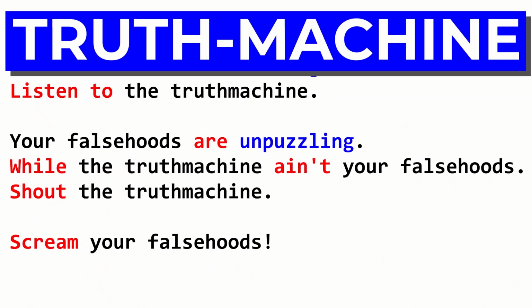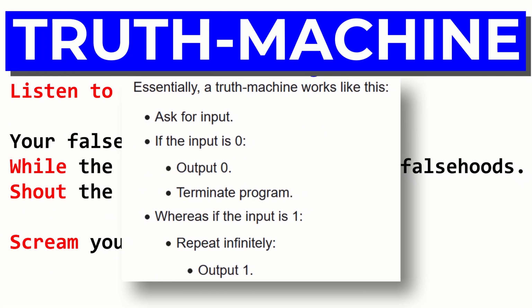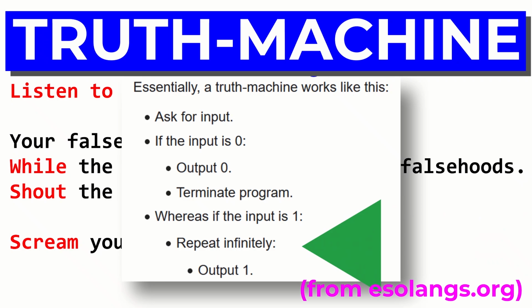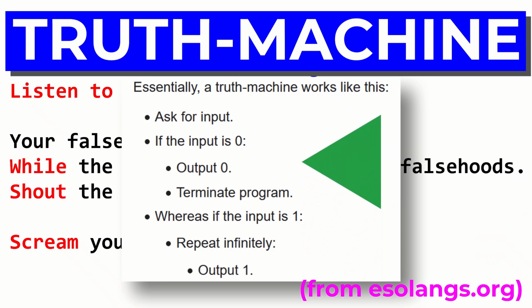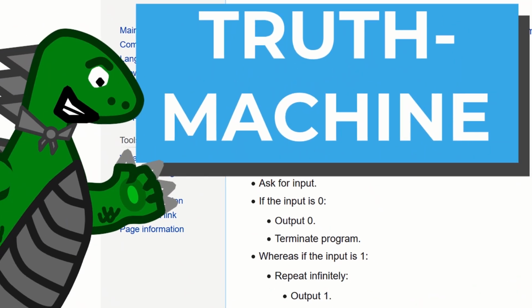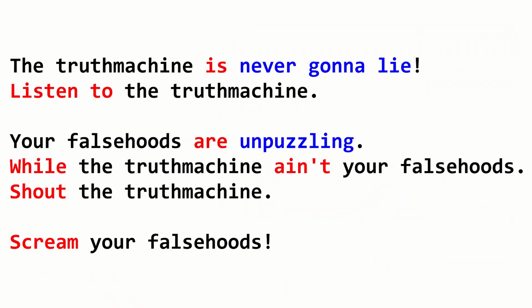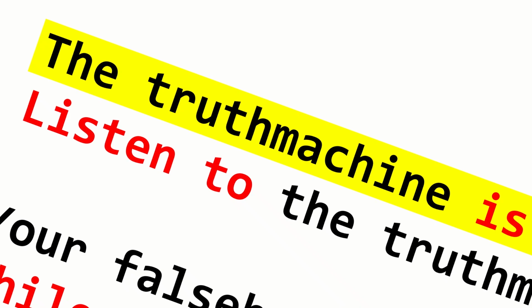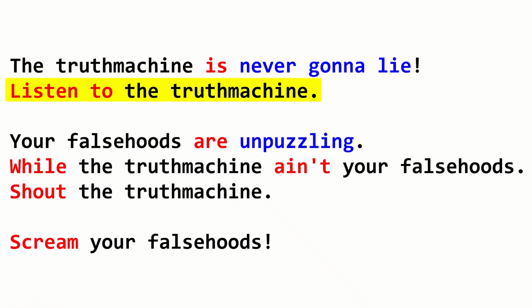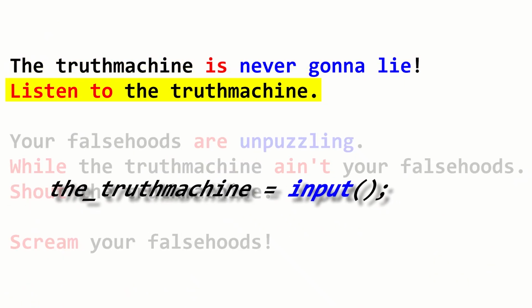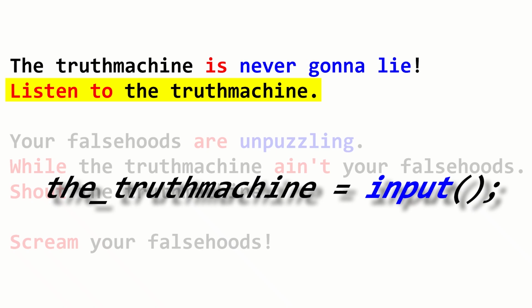The truth machine is a popular program that takes an input as either 1 or 0. If it's a 1, it outputs 1 indefinitely, and if the input's a 0, it outputs 0 and halts. Why am I saying this? I made a video that's just about this already. But anyway, this program first defines the common variable called the truth machine, without a space because of the rules for common variables. The line "listen to the truth machine" will take in one line of input from the user and store it into the truth machine.